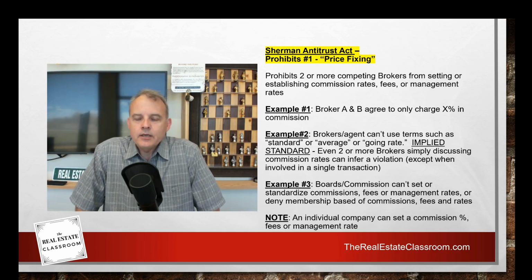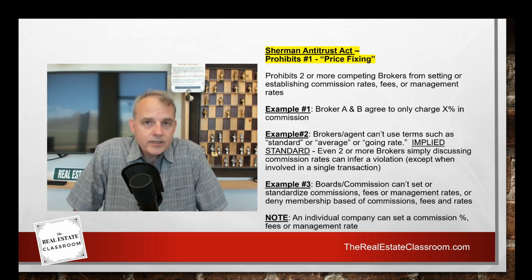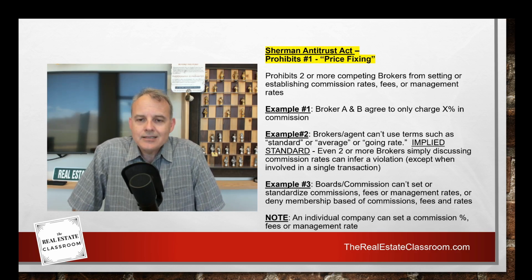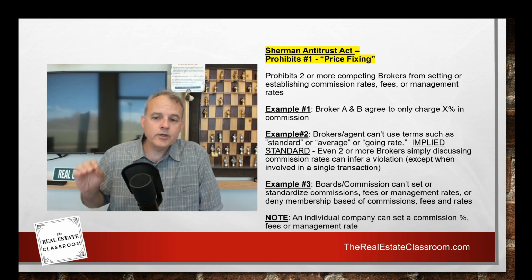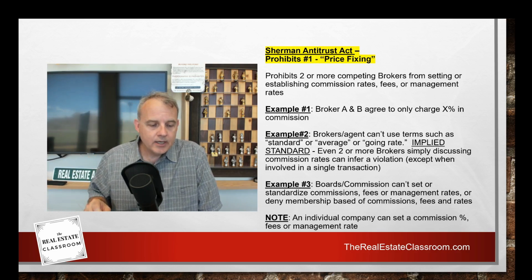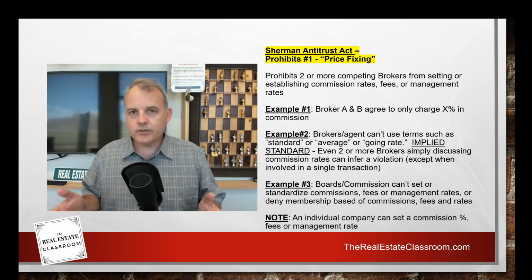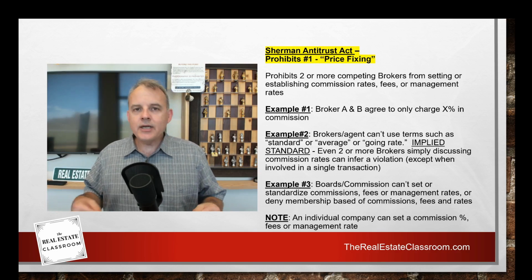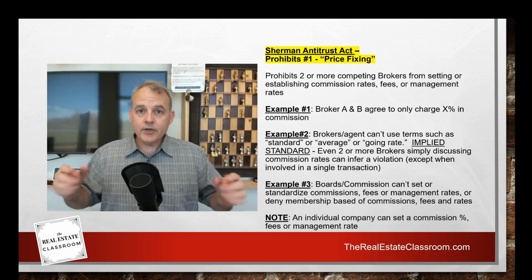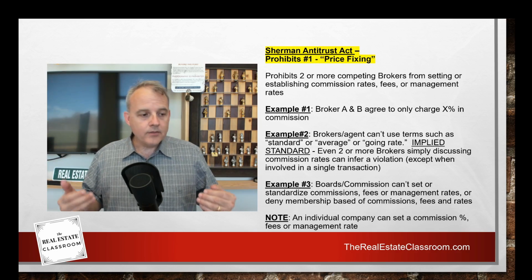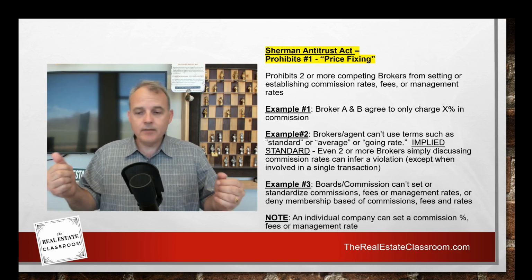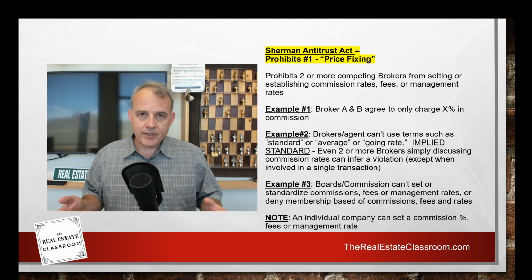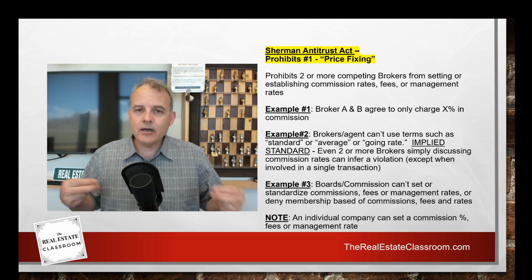Example number 3, boards or commissions or organizations or associations can't set or standardize commissions, fees, payouts to cooperating brokers, or management fees, those types of things, based on membership. So here's what I mean. The National Association of Realtors could not put out a requirement that, hey, if you're going to be a member of our organization, the minimum commission that you can charge a seller is 6%, or the minimum management fee, or those types of things. They couldn't make that a requirement.